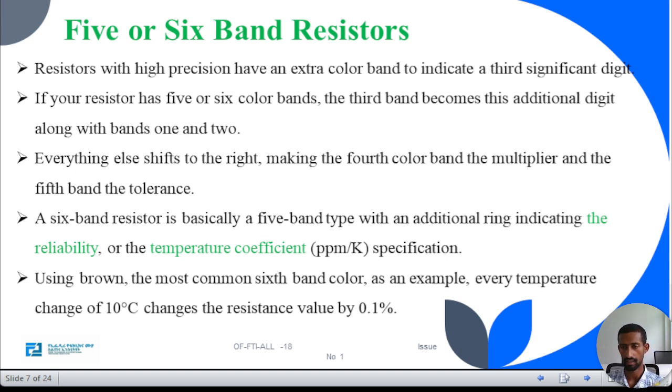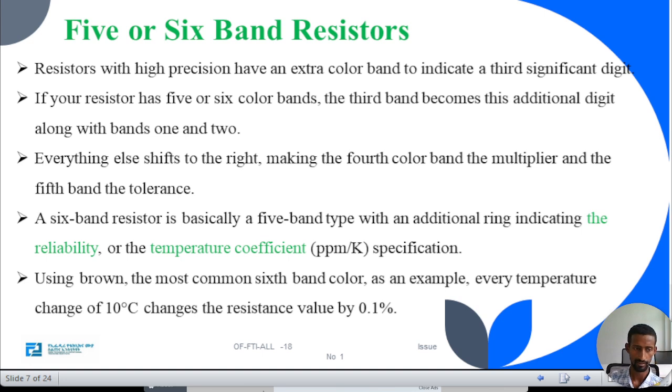Everything else shifts to the right, making the fourth color band the multiplier and the fifth the tolerance. The sixth band resistor is basically a 5 band type with an additional ring indicating the reliability of the temperature coefficient. So the last band will be the temperature coefficient.